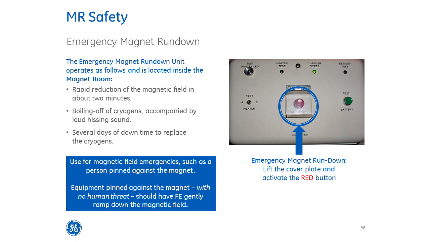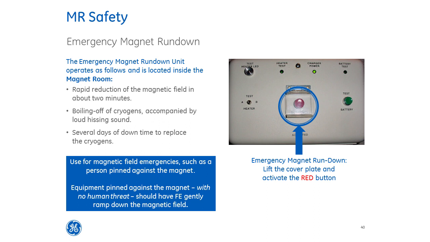The field engineer has methods of ramping down the magnetic field without loss of cryogens. This is for both economical reasons as well as safety. So what happens when you press that red button? There is a rapid reduction of the magnetic field. In about 2 minutes, the entire field will have collapsed. This happens by heating the cryogens to the point of boil-off, and this is accompanied by a loud hissing sound.